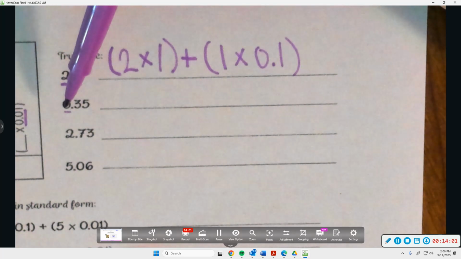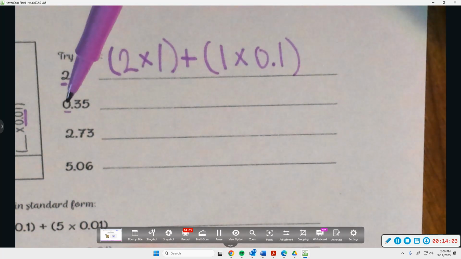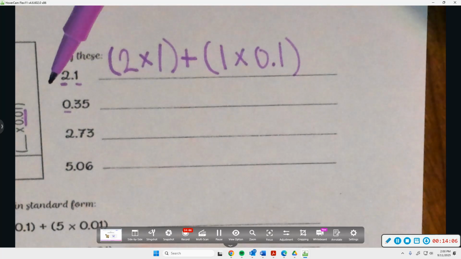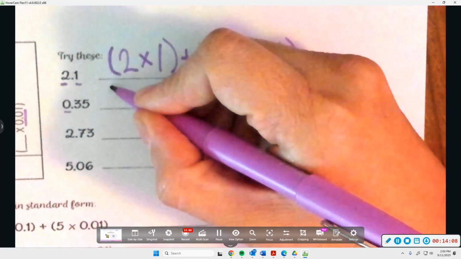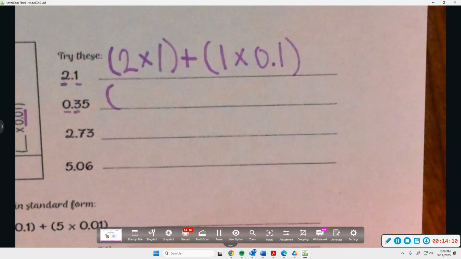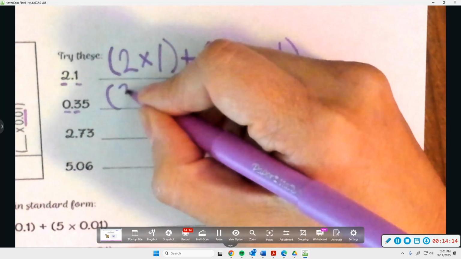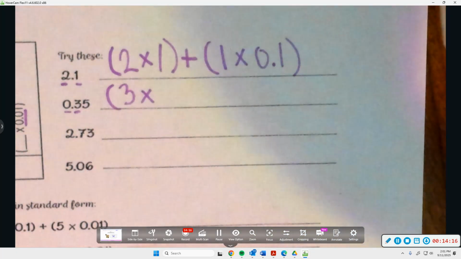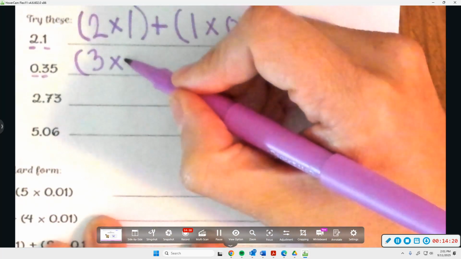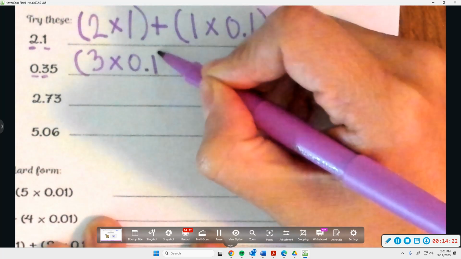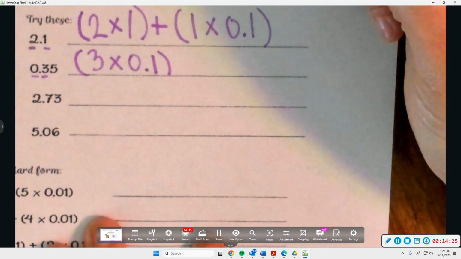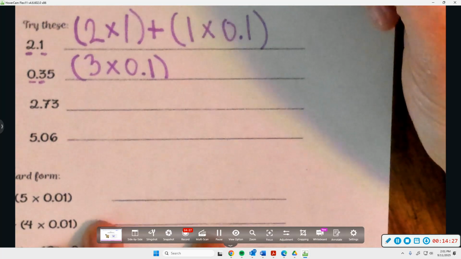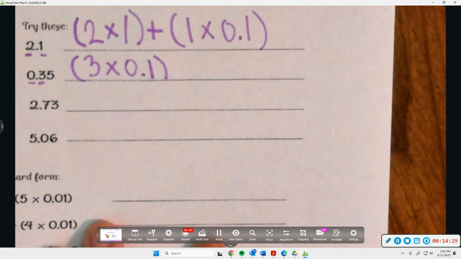Do I have anything in my ones? So do I have to do anything for my expanded notation with my ones place? So I'm going to start with my what? My tenths. What's the digit? 3. Times what's the place? 0.1. Oh, if I look over here, I have a cheat sheet. 0.1. Do I have to put that 0? No, I could just put 0.1 if I want to. You don't have to put the 0 in front of the decimal. Okay?